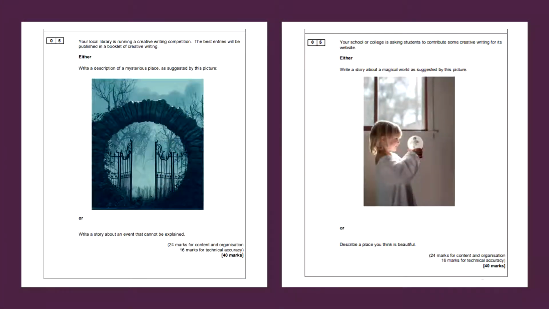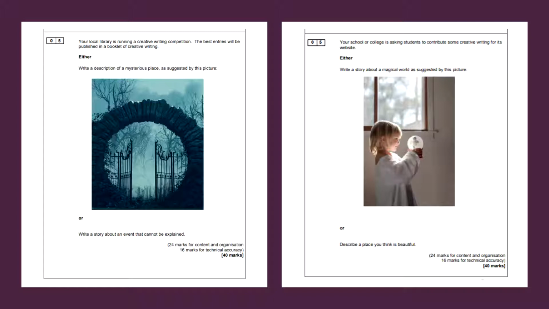So what you can see there are two example AQA exam questions from paper 1 section B, which is question 5. So if you look at the first one on the left hand side, your local library is running a creative writing competition. The best entries will be published in a booklet of creative writing. Either write a description of a mysterious place as suggested by this picture, or write a story about an event that cannot be explained. And then on the right hand side, your school or college is asking students to contribute some creative writing for its website. Either write a story about a magical world as suggested by this picture, or describe a place you think is beautiful.